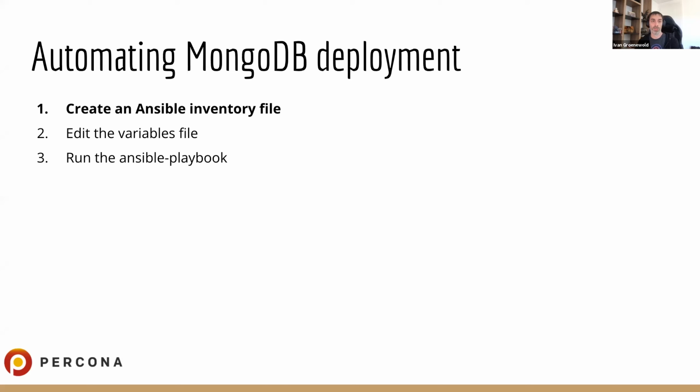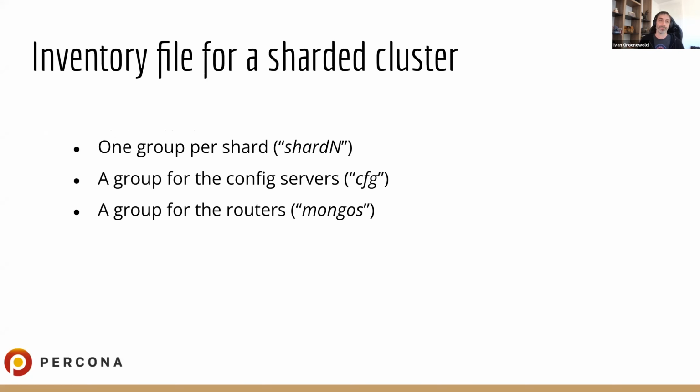So let's talk a bit about the inventory file for the MongoDB first. For a sharded cluster, we will define a specific structure that is going to be helpful. This will be to create one group per shard and to name those groups with the word shard at the beginning. So we'll create shard1, shard2, and so on. Then we'll have a specific group for the config servers that will be called cfg. And then a different group for the routers, the mongos processes. And we will define the name of this group as mongos, so we can easily reference this from our code.